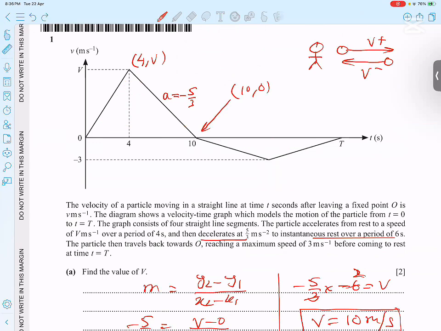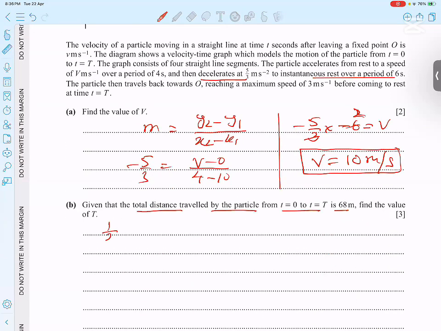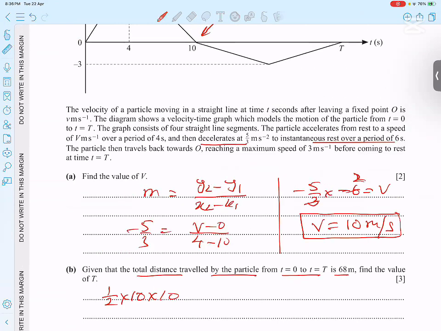So how to get this distance? We use half into base into height. Base is 10 and height is V. So I'm writing here half into base into height. And V, I got it 10. So let me recheck. Yeah.